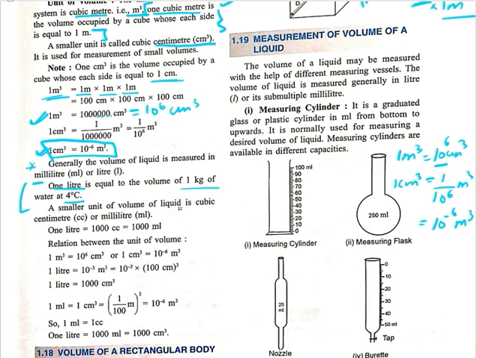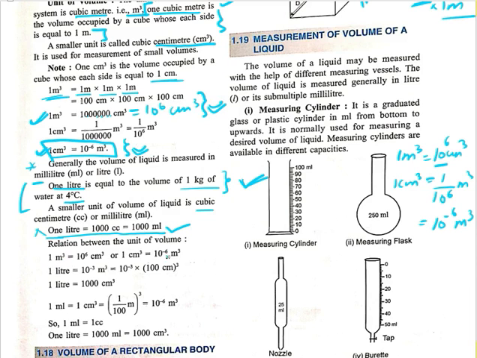A smaller unit of volume is also the cc, that is cubic centimeter, not the bike cc, that one. Cubic centimeter, or milliliters. So 1 liter is equal to, you will get another relation, 1 liter equals 1000 cc or 1000 ml. You remember these formulas; that will be enough.